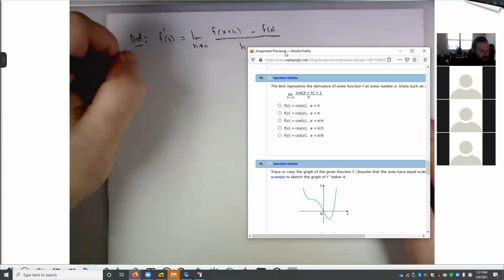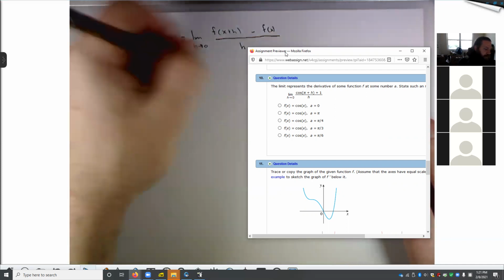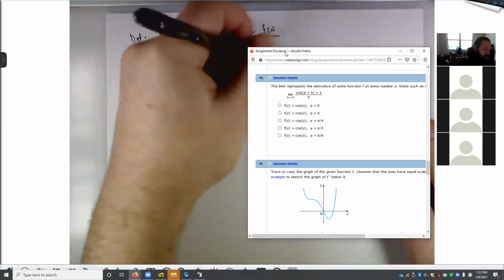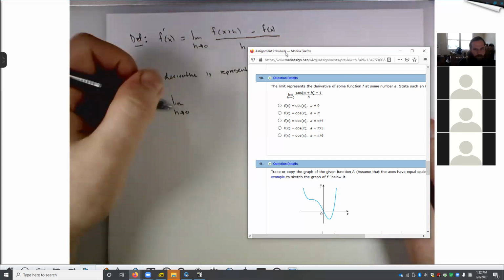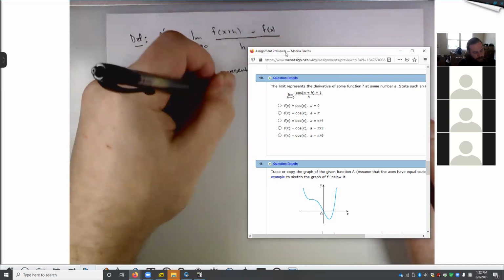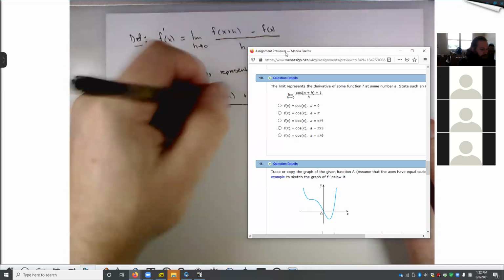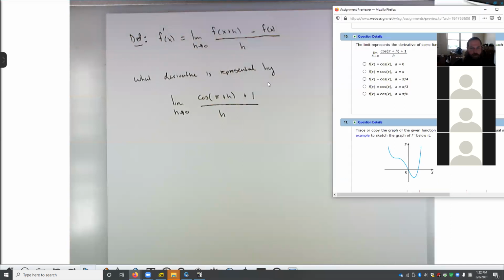Now we want to know what derivative is represented by the limit as h goes to 0 of cosine of pi plus h plus 1 over h. And what I would do here is try to see this thing in context of the thing above.